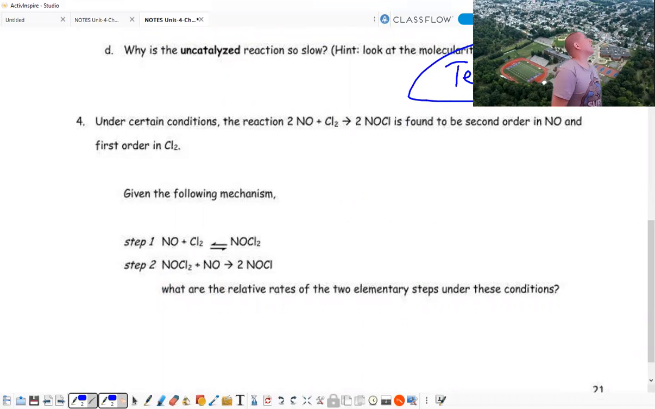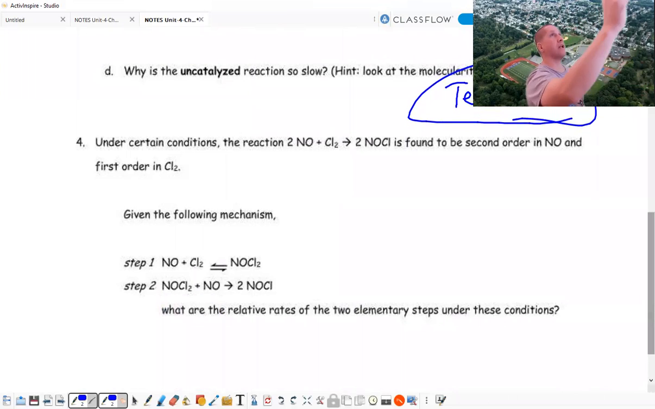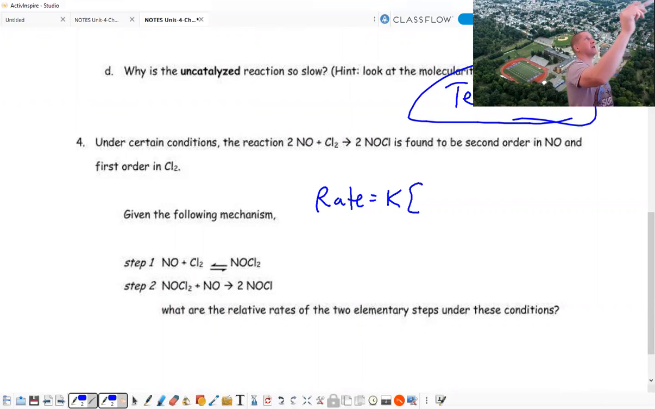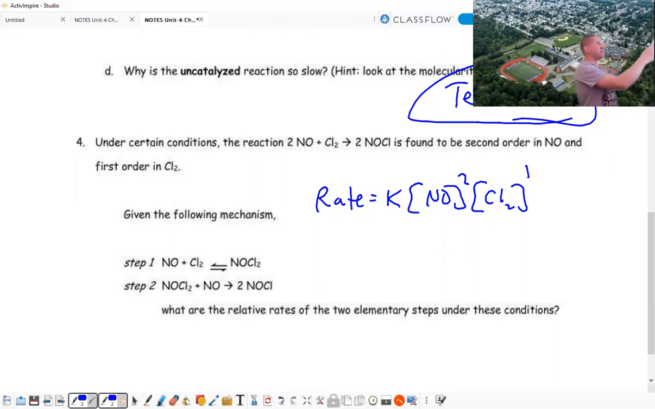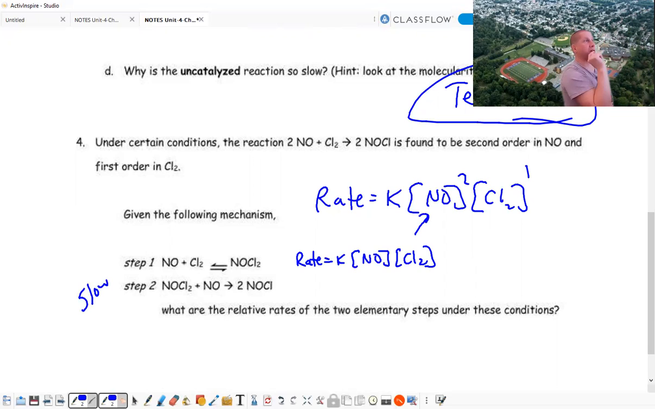All right, answer to number 4. Under certain conditions, the reaction 2NO plus Cl2 is found to be second order in NO and first order in Cl2. So rate is equal to k times [NO] squared times [Cl2]. Given the following mechanism, what are the relative rates of the two steps? Well, if this one is the slow step, the rate is equal to k times [NO] times [Cl2], which is not right. So automatically I know that this one must be the slow step. Why? Well, because the first one doesn't give us the correct rate law.